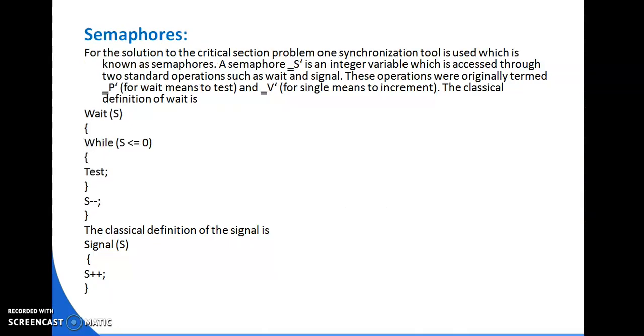Next, come to the semaphore. What do you mean by semaphore? For the solution to the critical section problem, one synchronization tool is used, which is known as a semaphore. A semaphore S is an integer variable which is accessed through two standard operations, such as wait and signal.